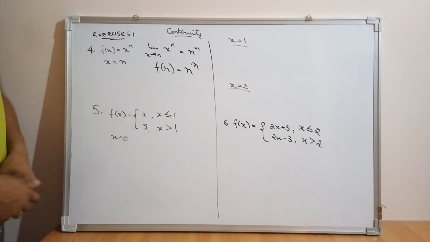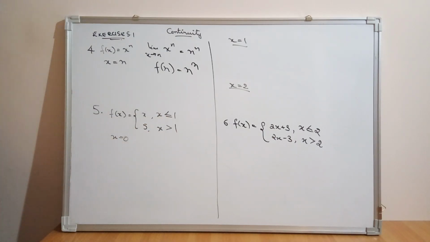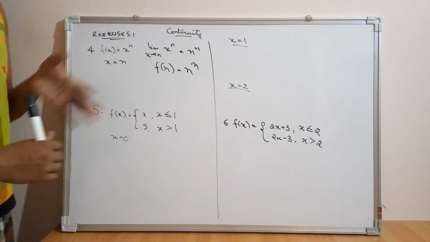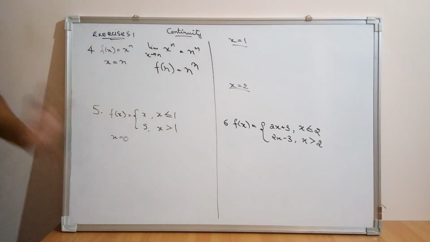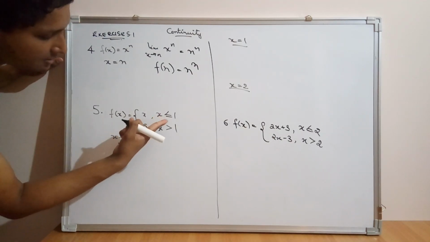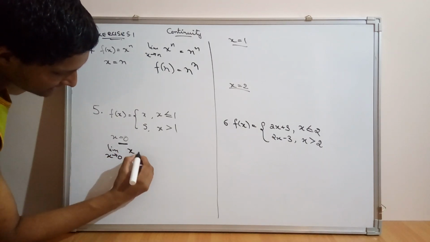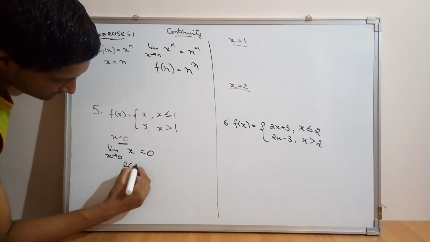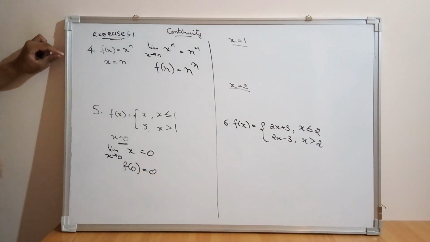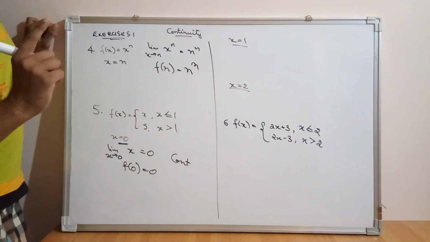Now the next part is f of x equal to this function. This is the given function. It is asked, is the function defined by this given thing continuous at x equal to 0, x equal to 1, and x equal to 2? Those three things I have written over here. First of all, we'll find at x equal to 0. Since the limit as x tends to 0 is the same as x, it is going to be 0, and f of 0 is also equal to 0, therefore it is continuous. Next we'll think about x equal to 1.